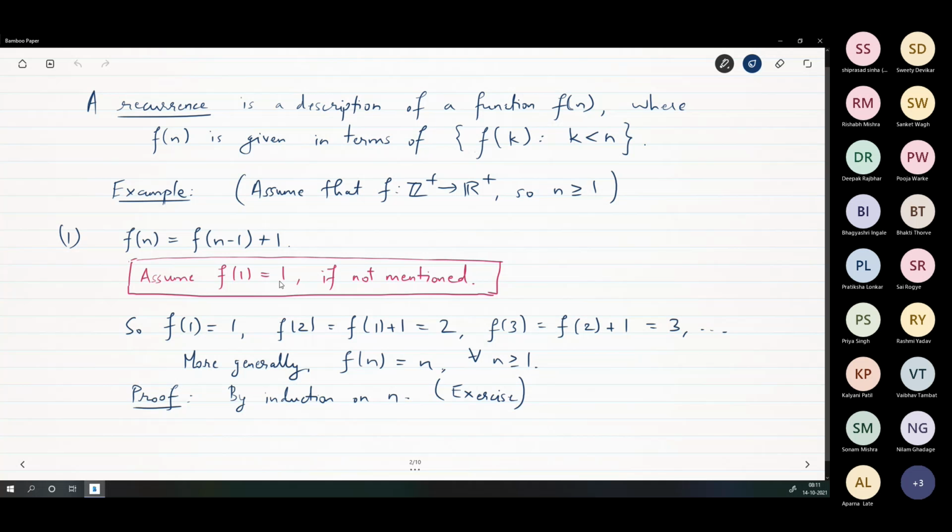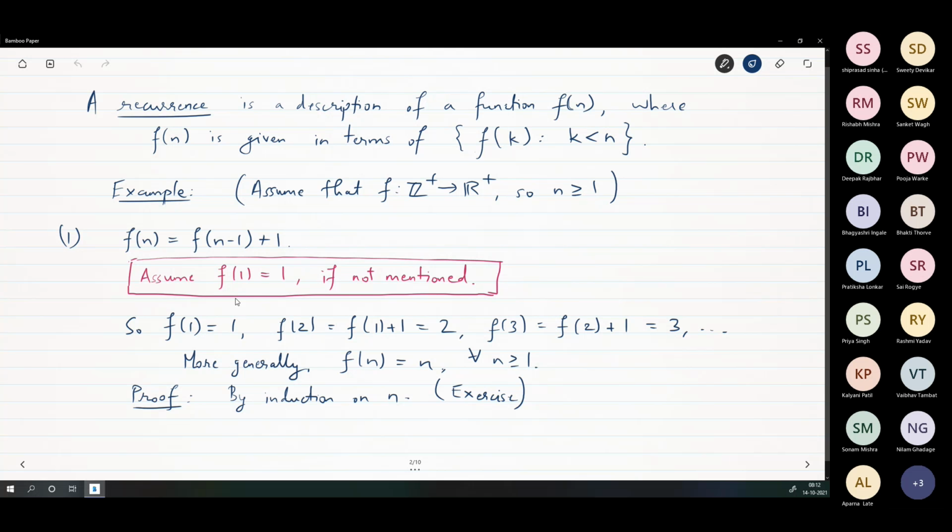Okay, not 0. F of 1 is equal to 1. Alright. Sometimes it might be mentioned. Sometimes we might start with f of 1 is equal to 3, but then it will be written separately in the question itself. If it is not written, it means the initial value is assumed to be 1. Okay, so we will go ahead with that convention.